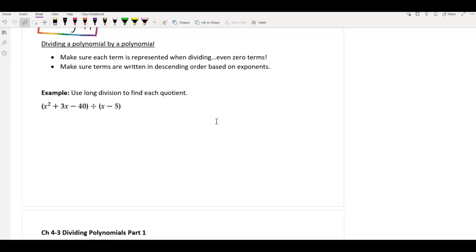So you really want to pay attention. You really want to take the time to learn this. You want to make sure each term is represented when dividing. Even the zero terms, especially the zero terms. And you make sure the terms are written in descending order based on exponents.